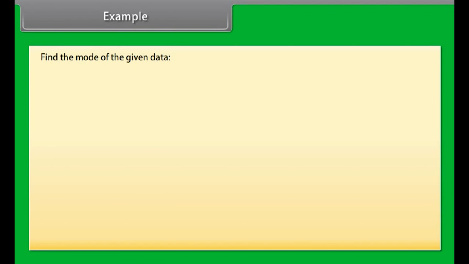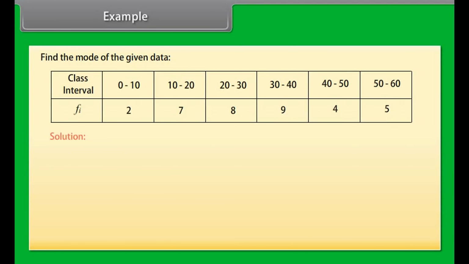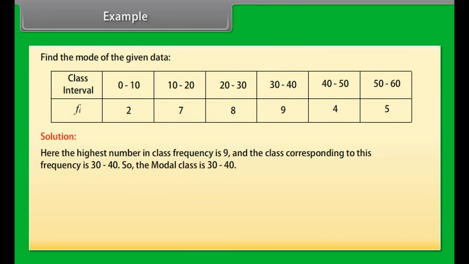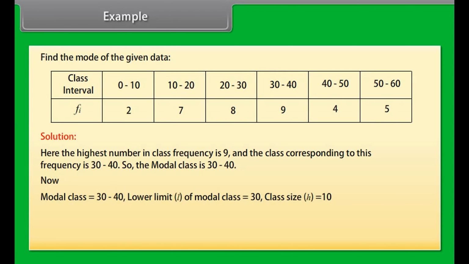Example. Find the mode of the given data. Solution. Here the highest number in the class frequency is 9, and the class corresponding to this frequency is 30 to 40. So the modal class is 30 to 40. Now, modal class is equal to 30 to 40. Lower limit L of modal class is equal to 30. Class size h is equal to 10.